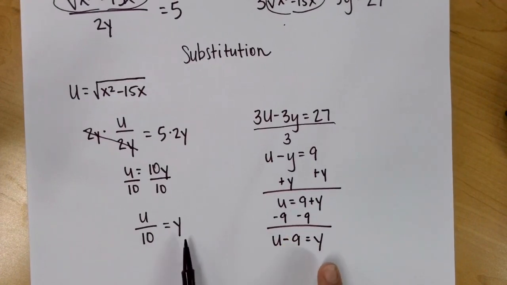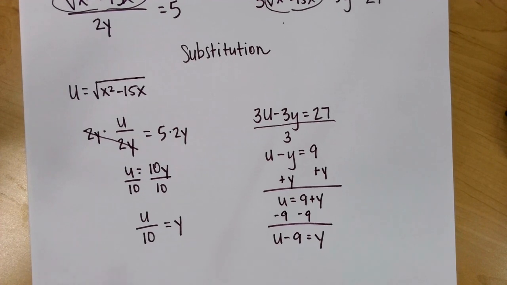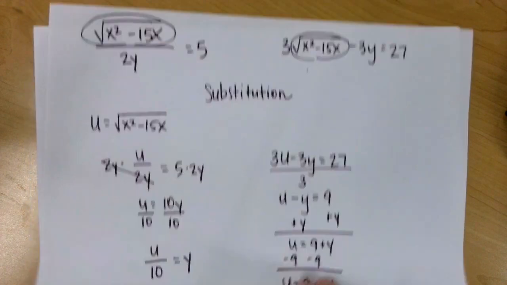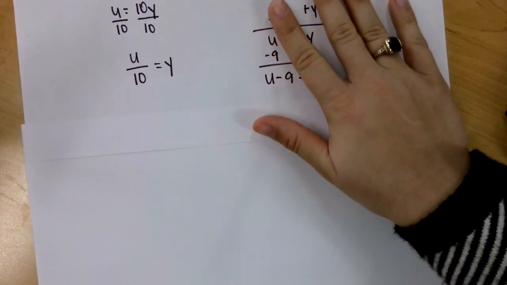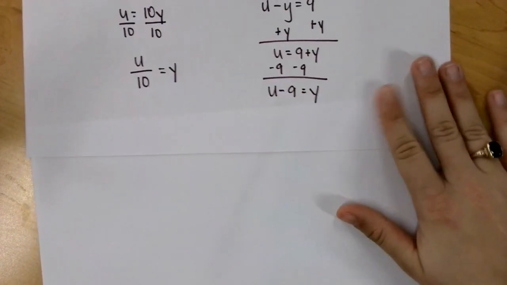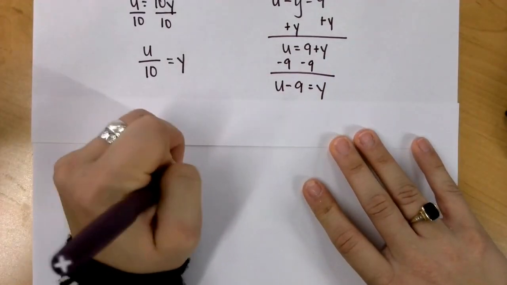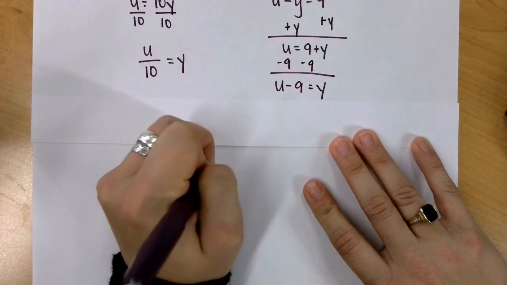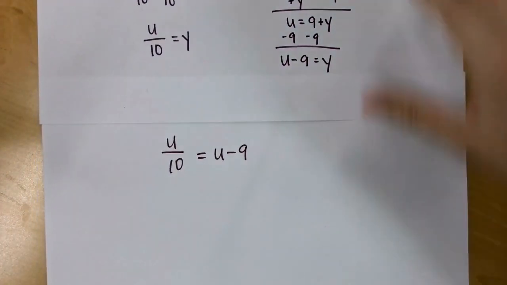Now, since both of these equal y, I can set the left sides equal to each other and figure out what u is. So I'm going to do u over 10 equals u minus 9. And I'm going to solve.